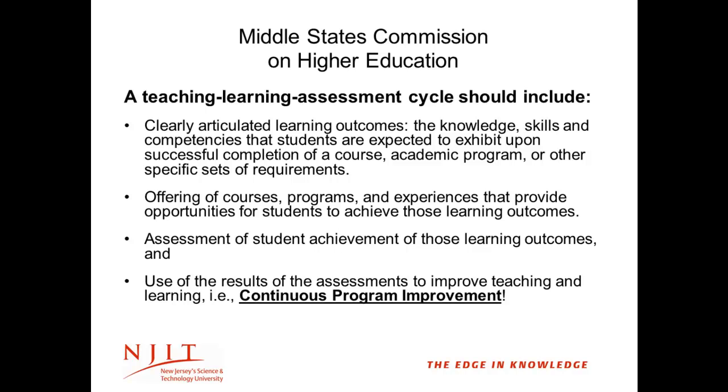Now, just to look at what the accreditation agencies require, and they're both very similar. For Middle States, they're looking at a teaching-learning assessment cycle, which should include the learning outcomes, courses, programs, and experiences that provide opportunities for students to achieve those learning outcomes, and then being able to assess the student achievement of these outcomes. And something that has really come about once we started looking at criteria for accreditation: continuous program improvement. It's not a matter of just assessing the students, it's a matter of using the results of that assessment to look at what you're doing.